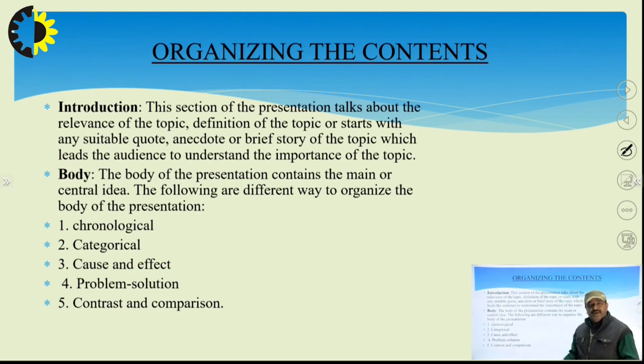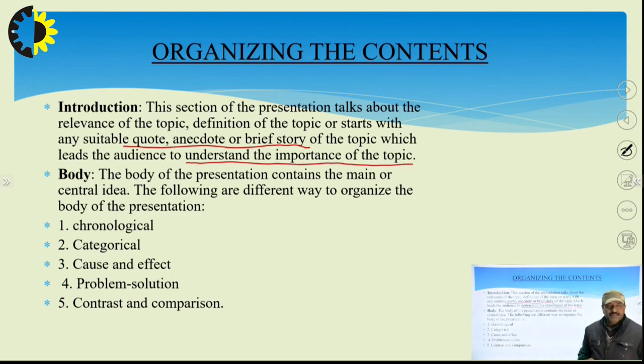Definition: you try to define the topic, or you start with some quotations, some anecdotes, some short story which is required for a good presentation, which leads the audience to understand the importance of the topic. So that is why this is important. A suitable quote, anecdote or brief story helps to understand the importance of the topic.